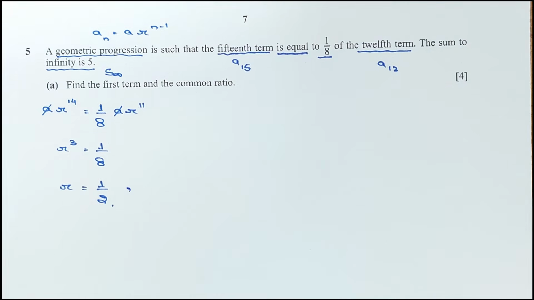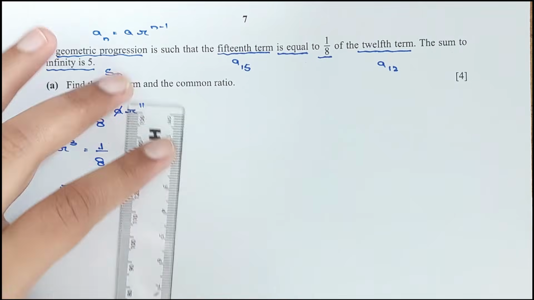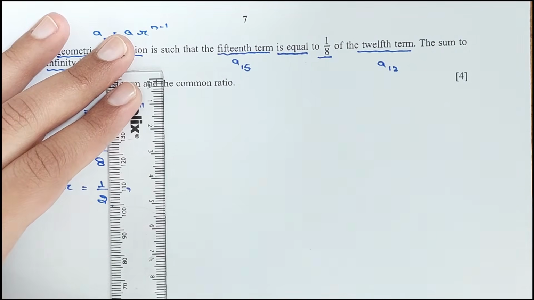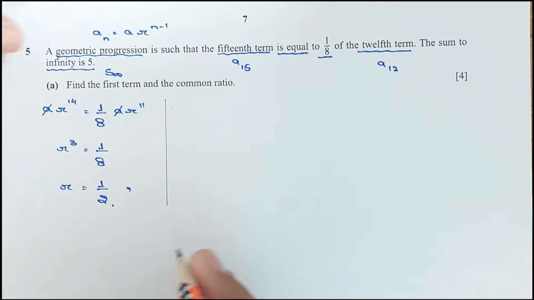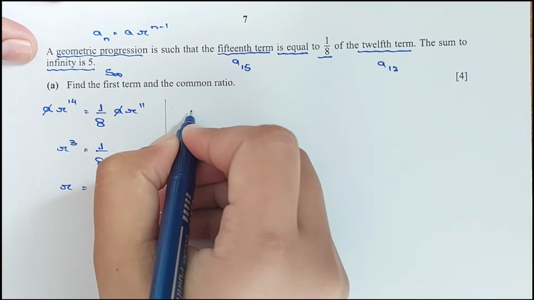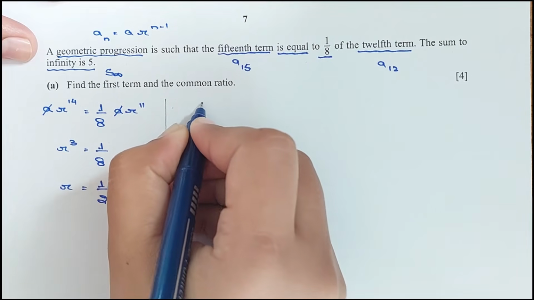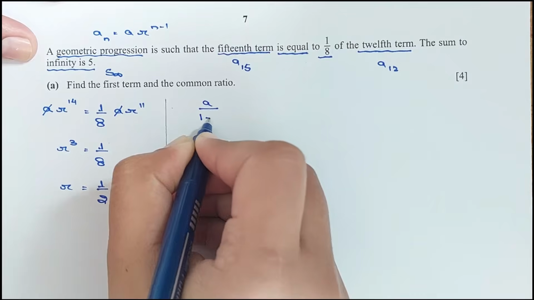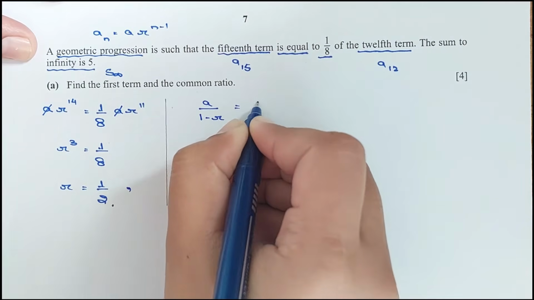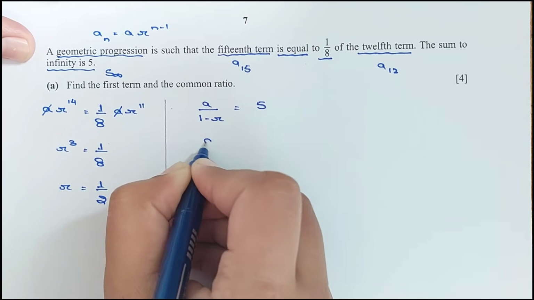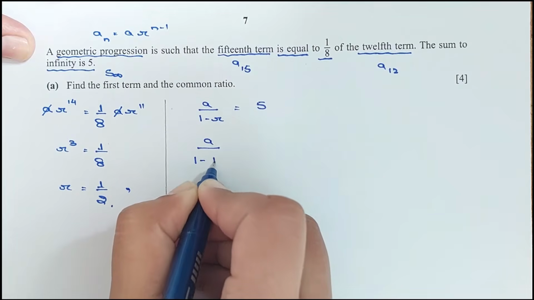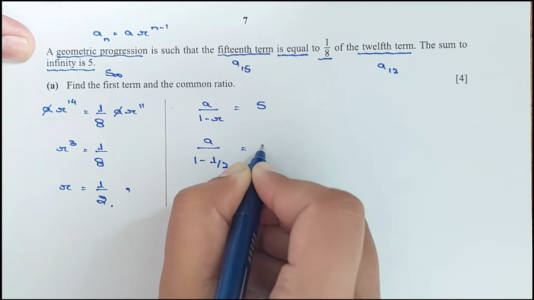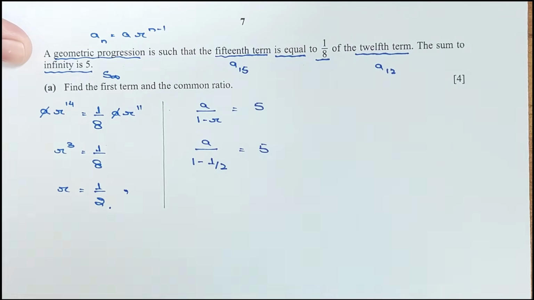By using the second condition, the sum to infinity, we can easily find the a value, right? Okay, s infinity, the formula for s infinity is a over 1 minus r. This is equal to 5. So a over 1 minus 1 by 2, this is equal to 5. What is 1 minus 1 by 2?